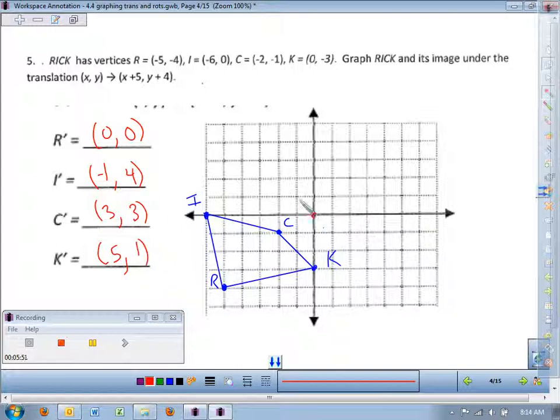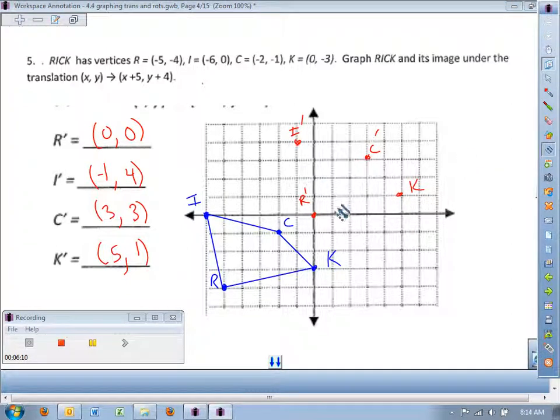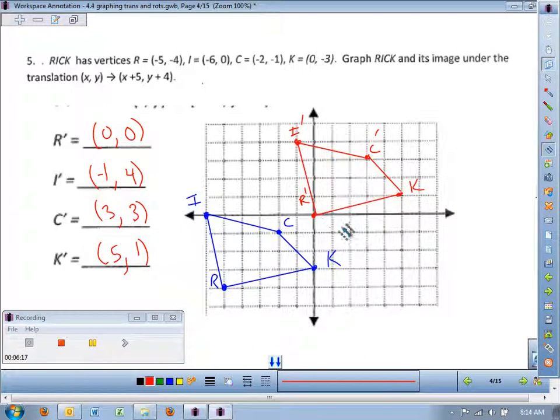0, 0 is where R prime's at. -1, 4, 1, 2, 3, 4 is where I prime's at. And C prime, 1, 2, 3, 1, 2, 3. And K prime, 5, 1, 2, 3, 4, 5, 1. Connect the dots. Should look the same, and angle measure, collinearity and distance are preserved, as well as orientation. This was a translation that was 5 units up and 4 units to the right.